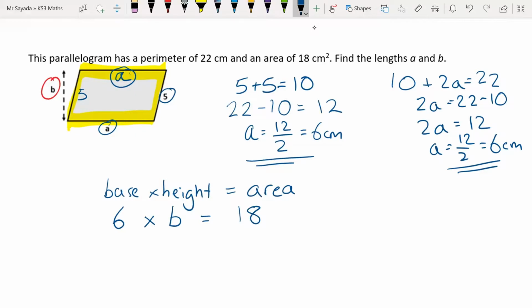So 6 times something is 18. What must the something be? Say your answer to the video now. Well, 6 times 3 is 18, so that means B must be 3.